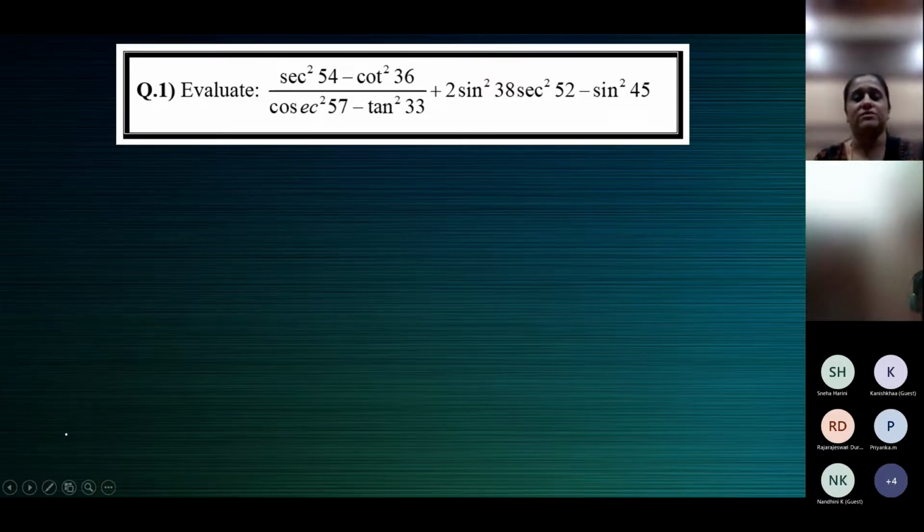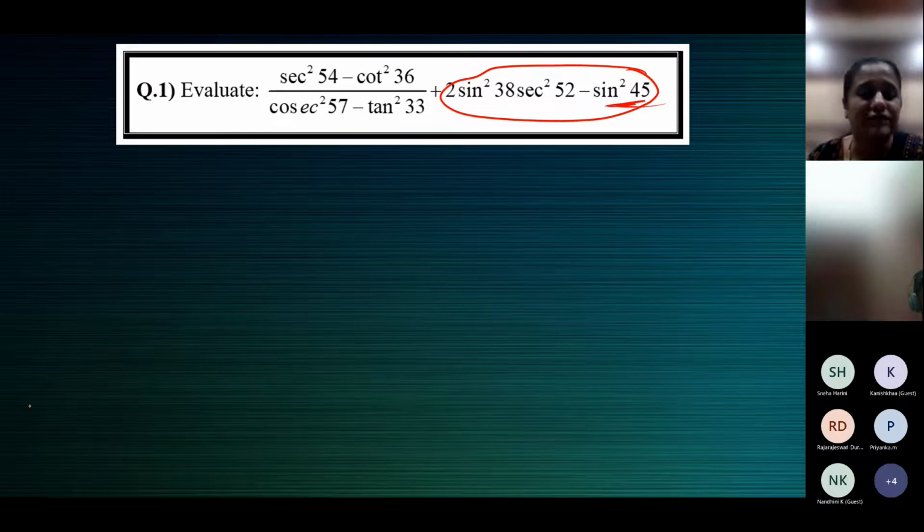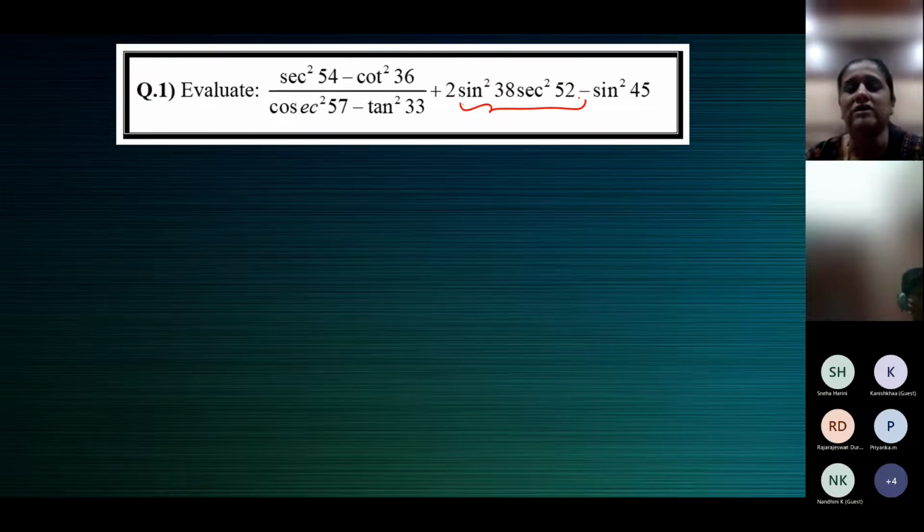Similarly, you should work with the denominator. In this part, sine square 45 is not a problem because you can get the value from the table. So we have to decide how to handle sine square 38 and secant square 52. Here the identity will not help you because it's a product, sine square 38 into secant square 52. When you have a minus, then you can take the help of the identity. Here you cannot think of the identity sine square theta plus cos square theta is 1. That will not help you.